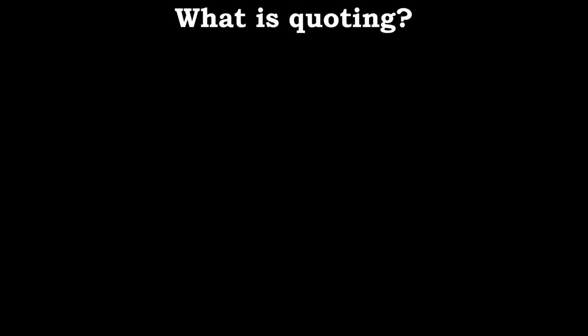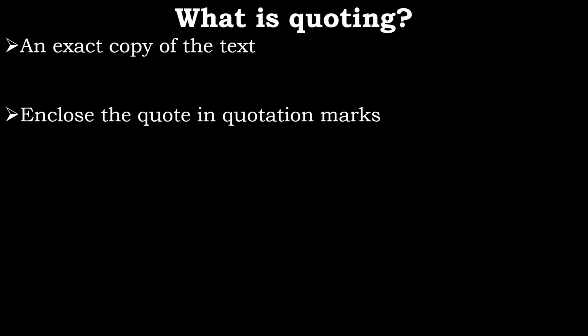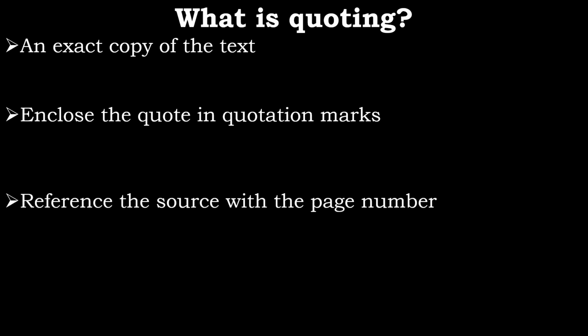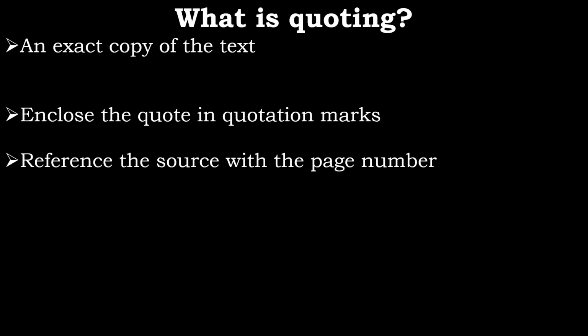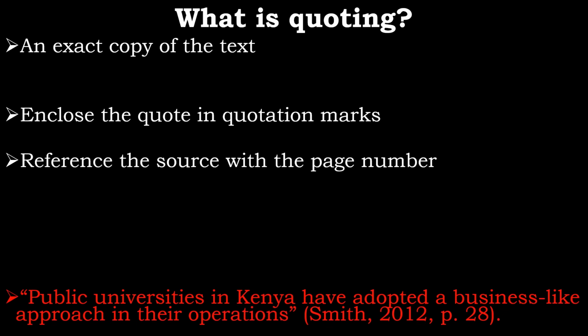What is quoting? Quoting is the complete opposite of paraphrasing. You copy exactly. It is the same as the original. You add quotation marks at the beginning and end of the quote. You reference the source with the page number. Here is an example.